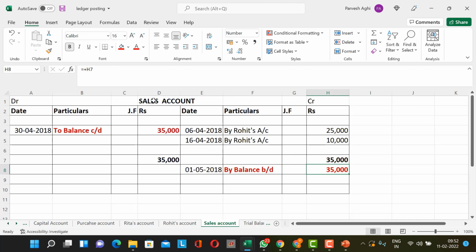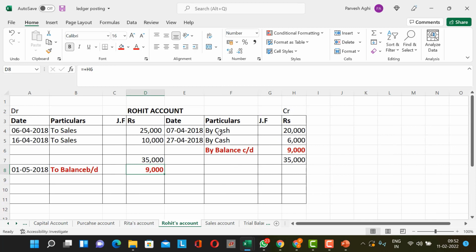Sir, by Rohit means that the money has come from Rohit, right? No, it is not the money coming here. It is basically that the sale has been made to Rohit. The sales account will not show how much money we have received. It will show only how much goods we have sold to Rohit. Remember that always. Only when we look at Rohit's account do we see how much money has been received from him. We have received only 26,000.